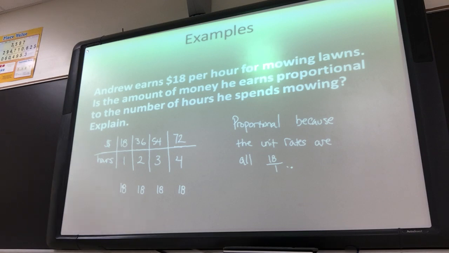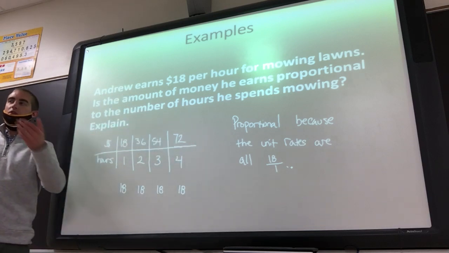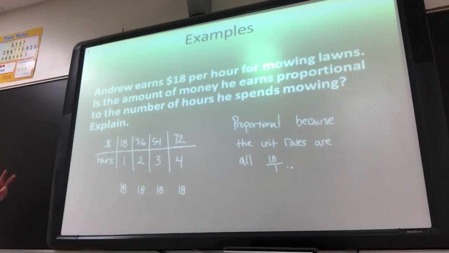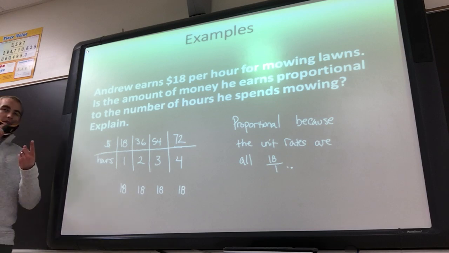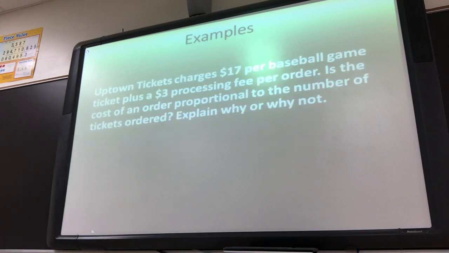You could have also said it's proportional because it has a constant ratio of $18 every 1 hour. So the same unit rates or the constant ratio, same ratio, those are the two reasons we could give for being proportional. So on these questions, make sure that you explain if it tells you to explain. And make sure your explanation has to do with the ratios or the unit rates, depending on which one you use. Okay, let's look at our next one.